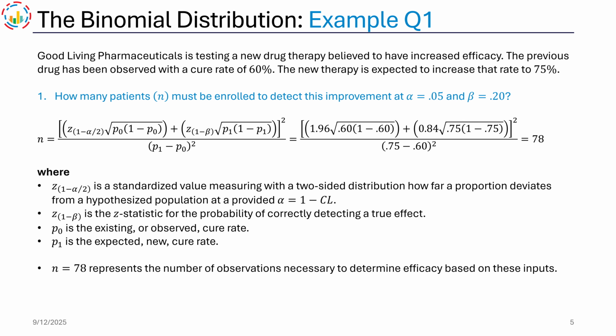Filling in these variables, we again have the square of the addition of two terms. First, the standardized statistic of 1.96 multiplied by the square root of the product of 0.60 and 1 minus 0.60. Second, the standardized statistic of 0.84 is multiplied by the square root of 0.75 times 1 minus 0.75. This squared addition is divided by the square of 0.75 minus 0.60. Using 5-up rounding to no digit because a sample count must be a discrete integer, it is determined that the trial must consist of 78 observations.